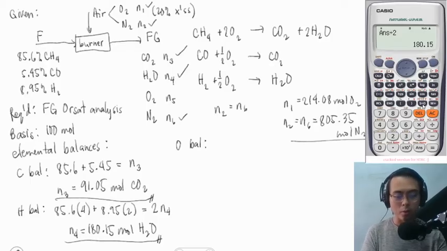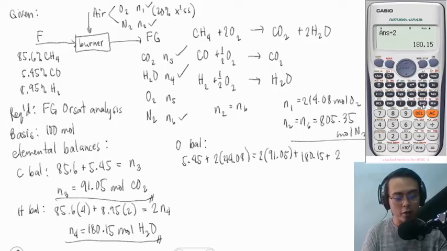No? So let's see. In the feed, you have 5.45 moles of CO. That's 5.45 plus the oxygen coming from the air, that is 2N1. So 2 times 214.08 is equal to, in the product side, or in the flue gas, 3 of your components have oxygen. So that's why this is a very long equation. So that's 2 times N3 for carbon dioxide, 91.05, plus N4, 180.15, plus 2 N5. Now we can solve for N5, or the amount of oxygen.